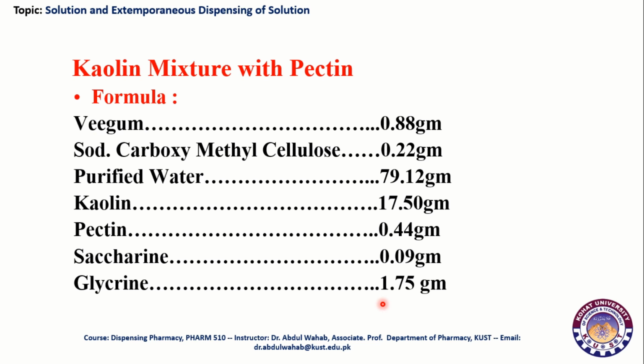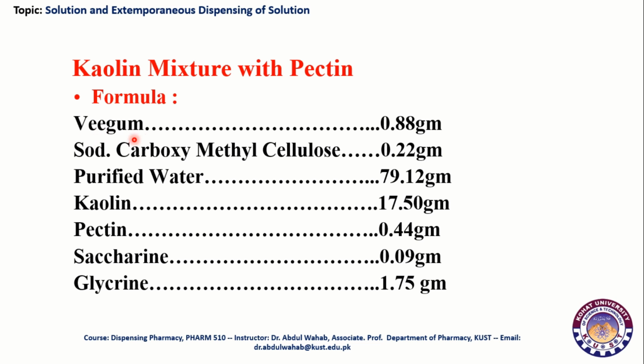Now I'm going to discuss the extemporaneous dispensing of solution. As you can see on this formulation, kaolin mixture with pectin is an example of an extemporaneous solution. How can we compound kaolin mixture with pectin, and then how can we dispense such a type of dosage form? You can see in this formula there are different components given.